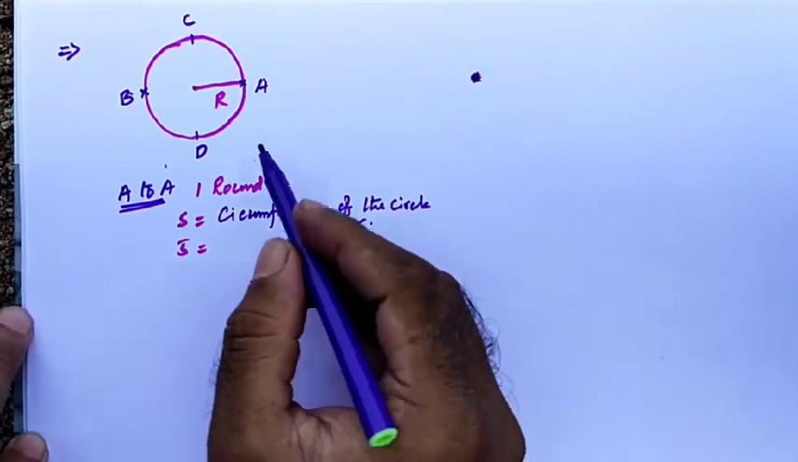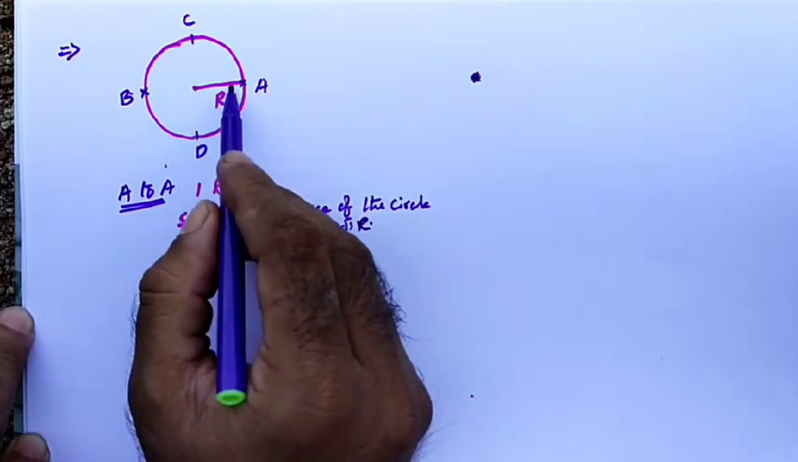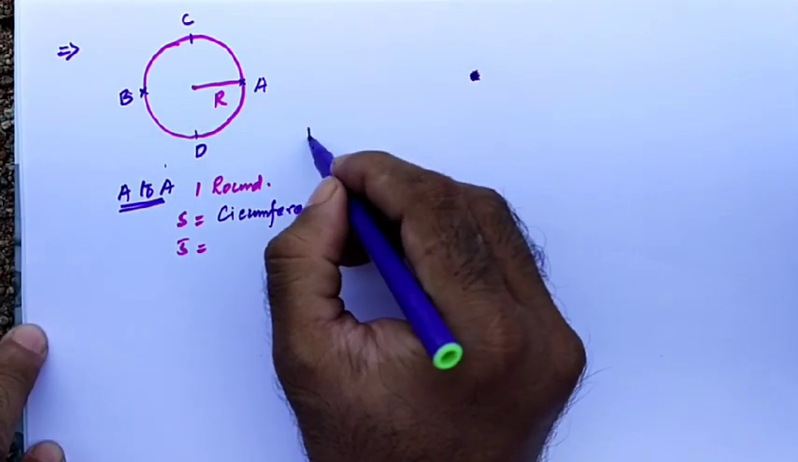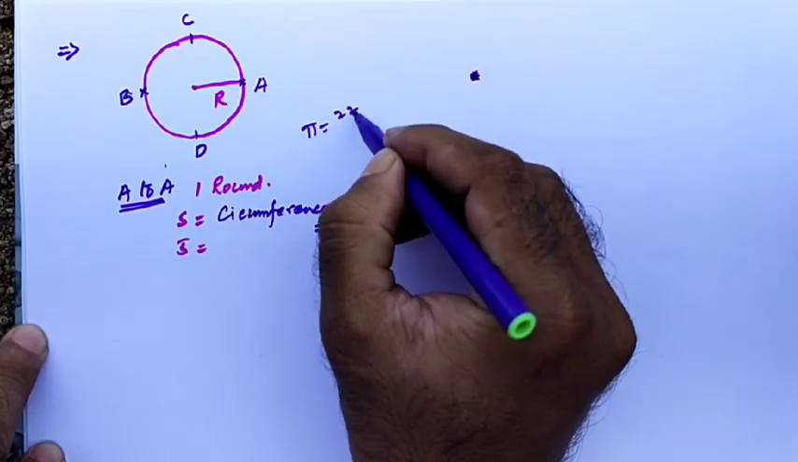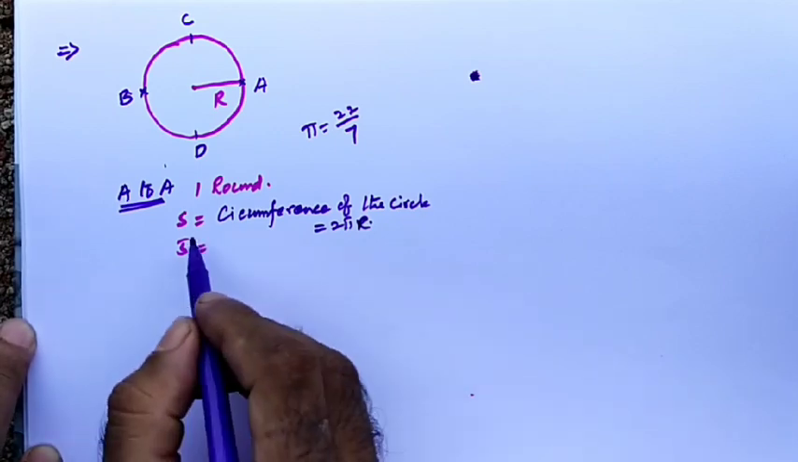So in this case, the distance traveled by the body is 2 pi r, where capital R is the radius of the circle. And pi is a constant. Its value is 22 by 7. You remember that. Now what is the displacement?